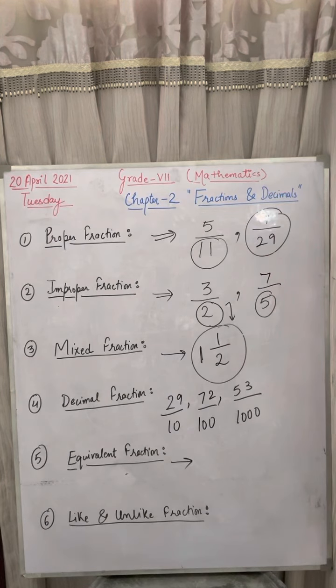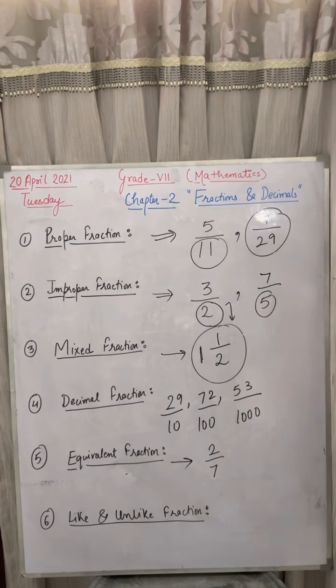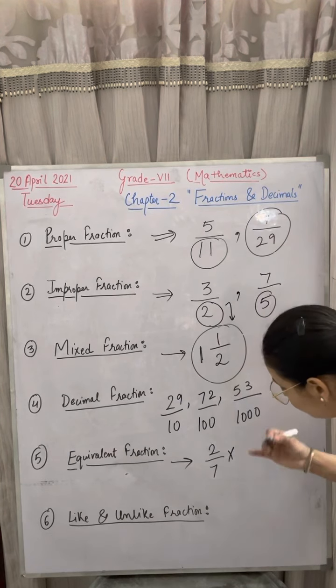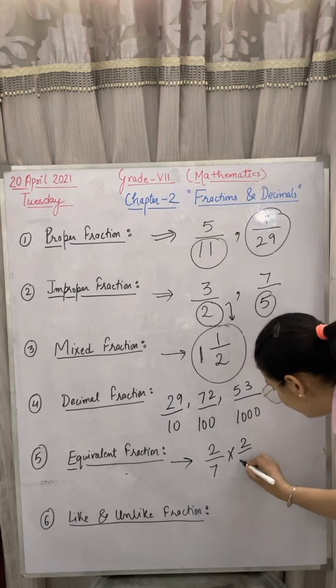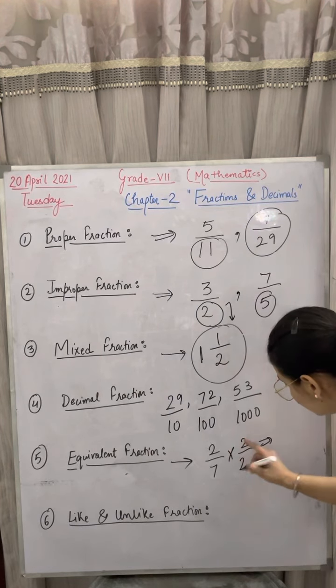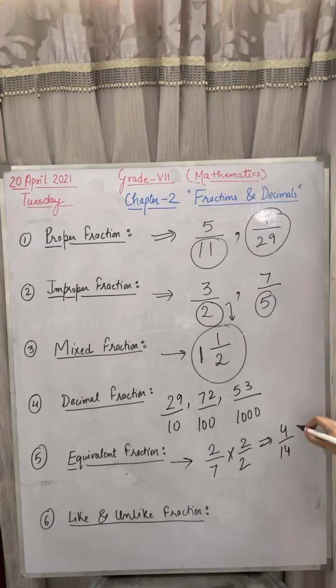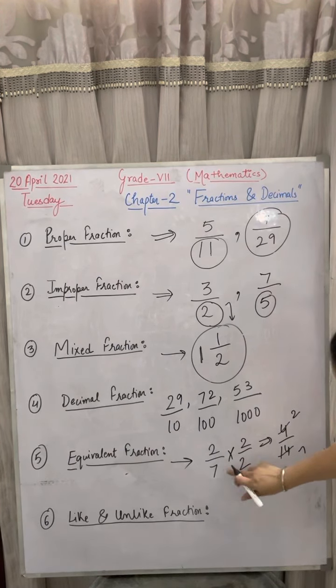Next is equivalent fraction. Suppose you have 2 upon 7. This is your fraction. So how can you make it an equivalent fraction? You have to multiply the numerator and denominator with the same number. Suppose I multiply with 2. 2 2s are 4 and 7 2s are 14. If I cancel on the 2 table, my answer will be the same 2 by 7. So there will be no change.